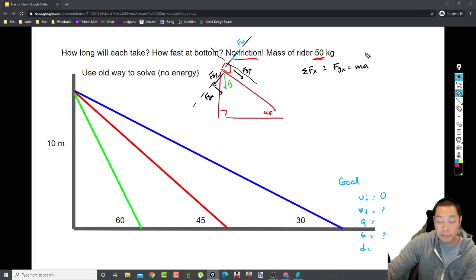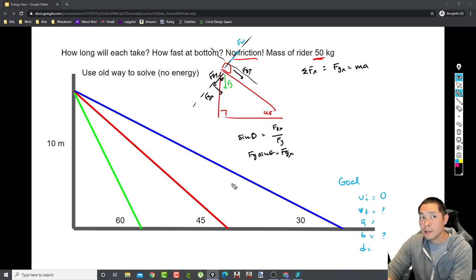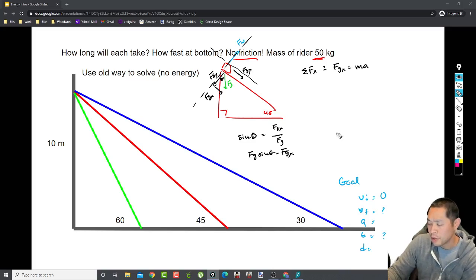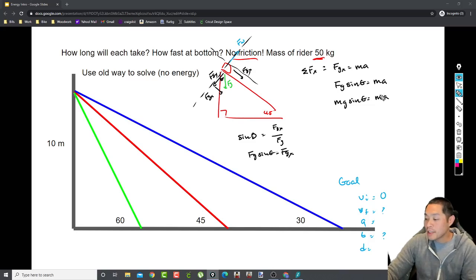I want that A. FGX, if you remember back, sine of theta is opposite over hypotenuse. So in this case, here's 45. Opposite is FGX. Hypotenuse will be FG. So FG sine theta is equal to FGX. So this should be from last unit. So FG sine theta is equal to MA. I'm going to change this to MG. Okay, so you'll notice that the m's cancel out.